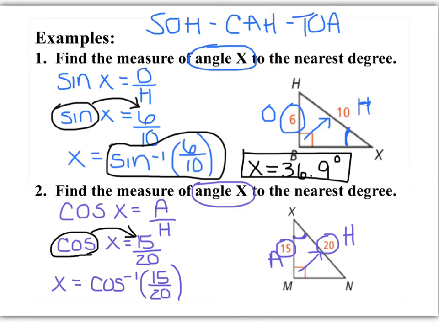Now we are at the step where we are ready to use our calculator. So we are going to turn to our calculator and we are going to put the entire right side of the equation into our calculator. So I will do cosine inverse, which is second cosine for the inverse cosine, of 15 divided by 20.